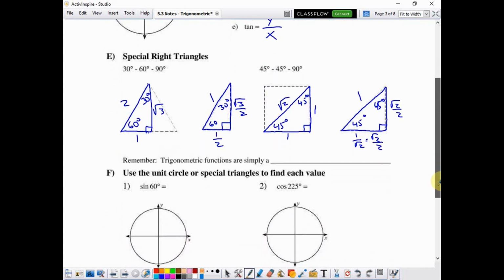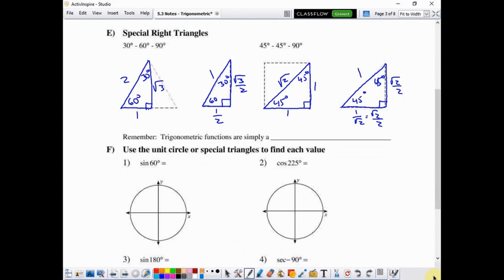There's going to be times when it's appropriate to use either one. Trigonometric functions are simply a ratio of sides, so it really doesn't matter which of these triangles we use out of 45, 45, 90s, or which of these two we choose to use, because a ratio, whether it's simplified a certain way or not, has the same value. Doesn't matter which way it's simplified. So, use the unit circle or special right triangles. So if we're going to use special right triangles, we're using these. If we're going to use unit circle, we're going to use these.